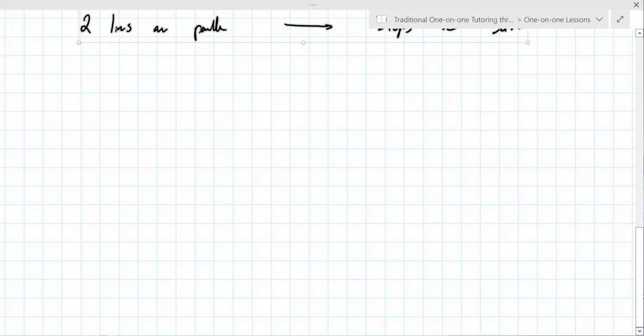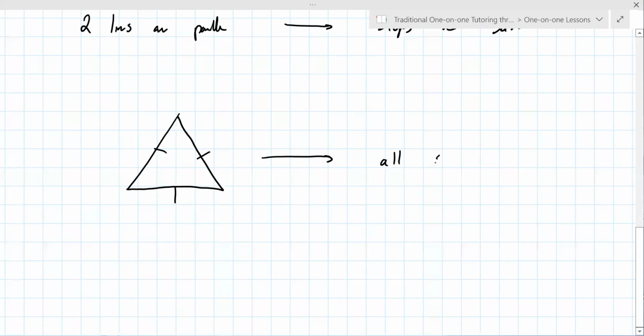Well, let me try to think of an example. Let's use another geometry example. If this is an equilateral triangle, what do you know about the sides? They're all the same. All sides congruent, if it's an equilateral triangle. Okay, equal.